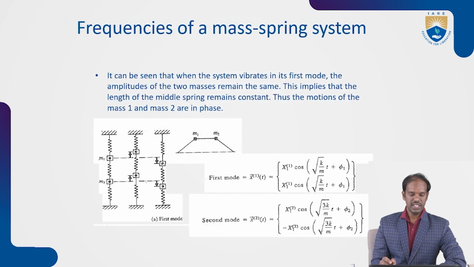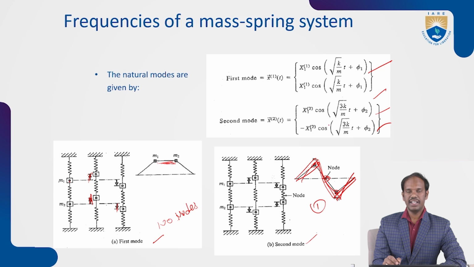Now we just find this out. It can be seen that in the first mode of vibration, the amplitudes of these two masses remain the same. In the first mode the masses move the same, and this implies that the length of the middle spring remains constant, and thus the motion of mass 1 and mass 2 are in the same phase. With frequency 1, the masses as well as the length will be the same.